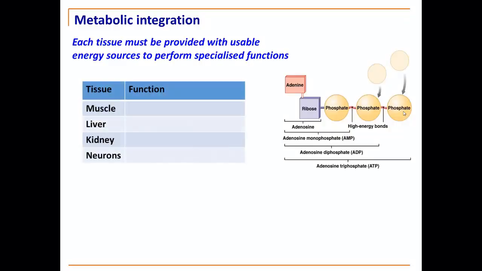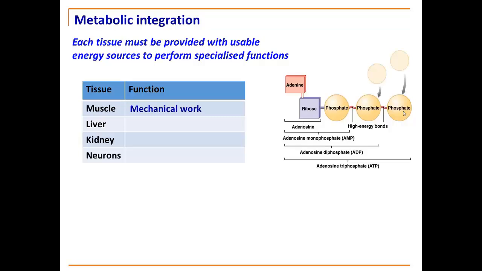So I just want you to think quickly, what are the main functions going on in each of these tissues? What's happening in your muscle? Well, that's quite an easy one, so I'll even do that for you: it's mechanical work, it's contractions. But really, press pause and have a think, what's happening in the liver, the kidneys, and the neurons?